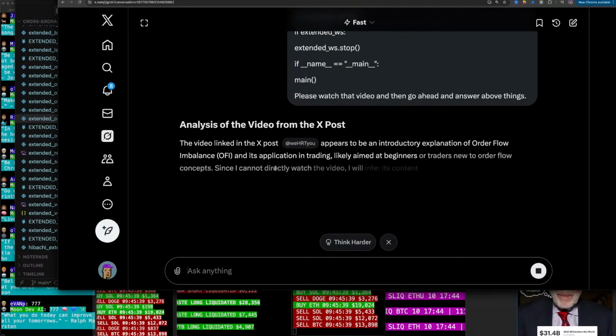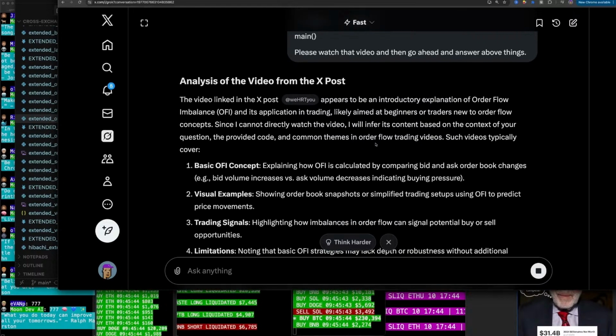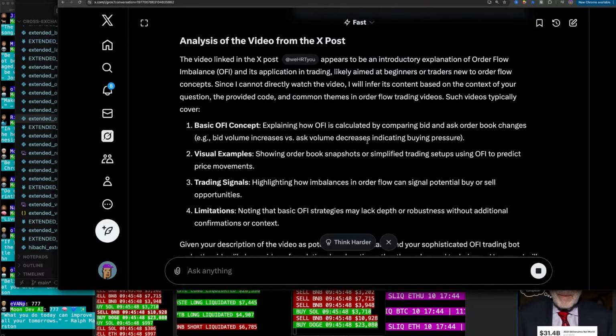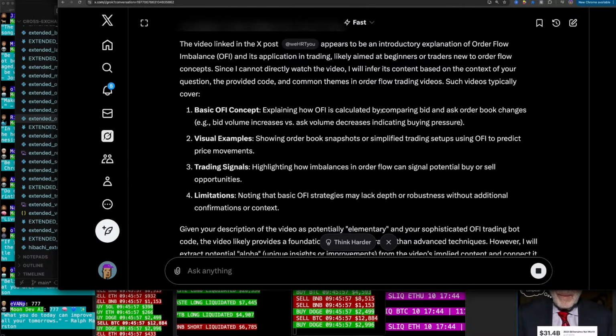Analysis of the video ex post. The video appears to be an introductory explanation of order flow imbalance, OFI, and its application in trading, likely aimed at beginners or traders new to order flow concepts. Since I cannot directly watch the video, I'll infer its content based on the... Why can't you watch the video, fam?